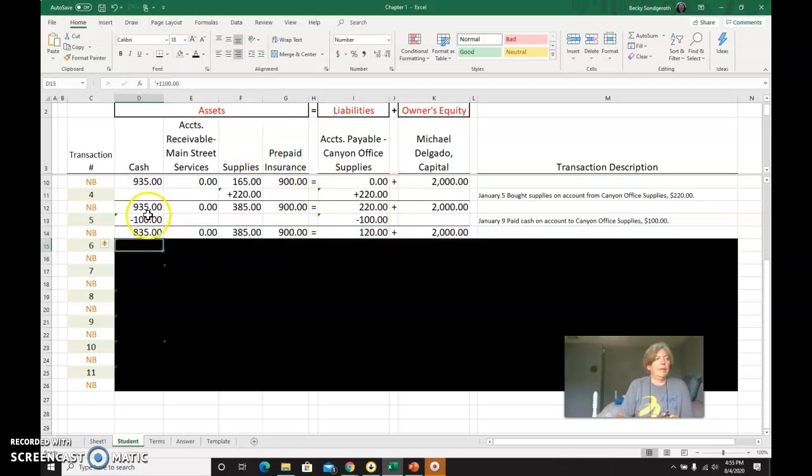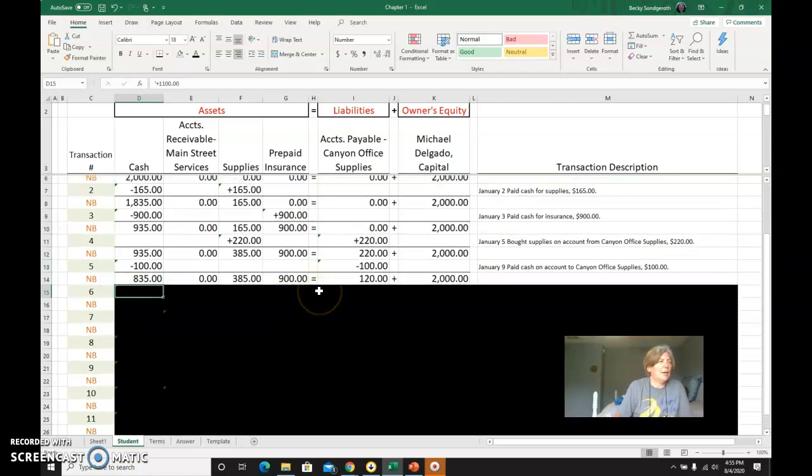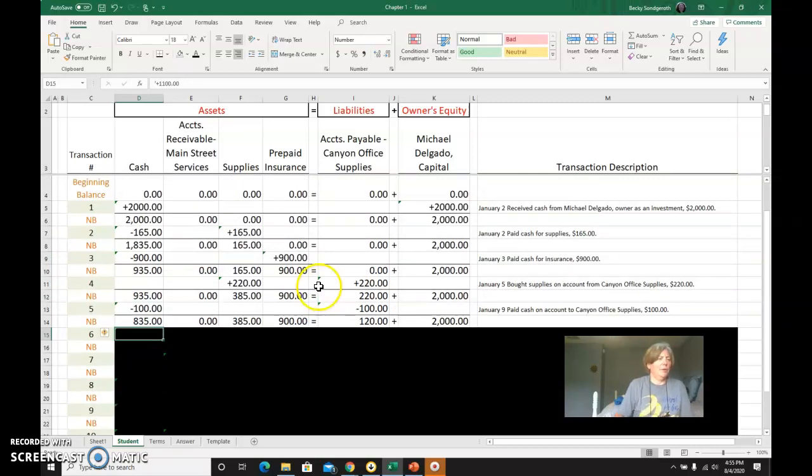If I take 935 minus 100, I'm at 835, 0, 385, 900, 120, because I took 220 minus 100, and 2,000. My right side equals 2,120. If I add all of these up, I would get 2,120, so I'm happy and I know that I equal. So that is the end of section 1-2 transactions. But I want to just kind of verify a few things with you.